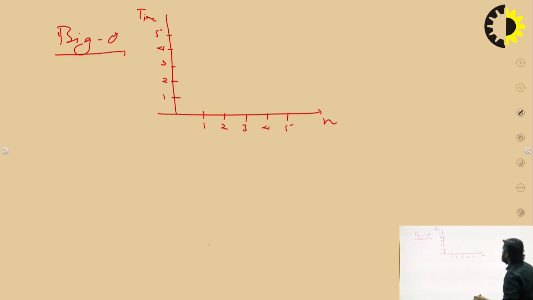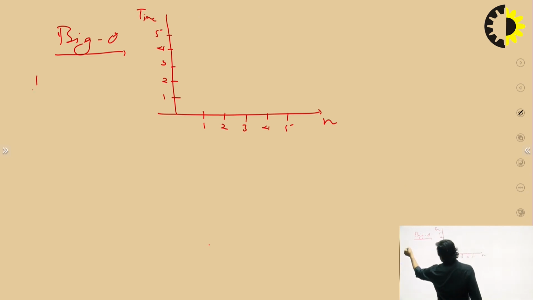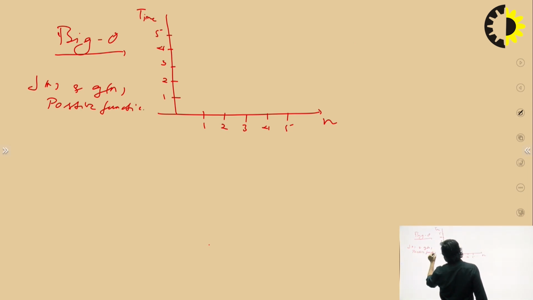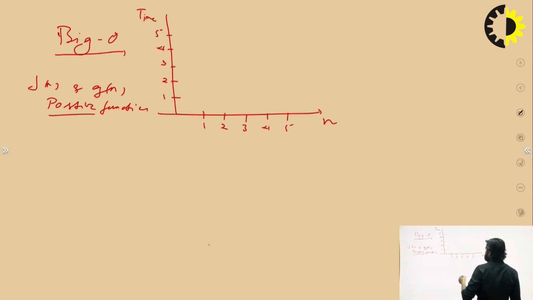Those are the inputs. We check the behavior of a true positive function. We take true positive functions f of n and g of n. We check the behavior of f of n and g of n. We cannot observe the behavior with few inputs. We observe the behavior with as many inputs as possible, to check the behavior on large inputs.